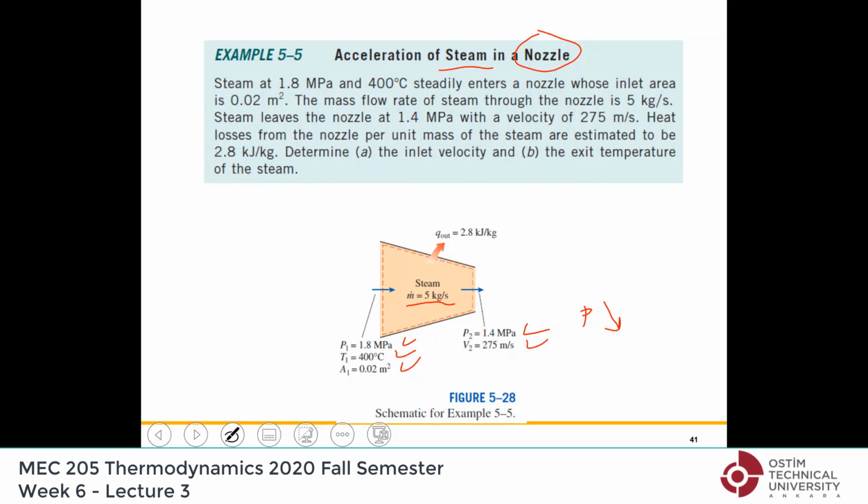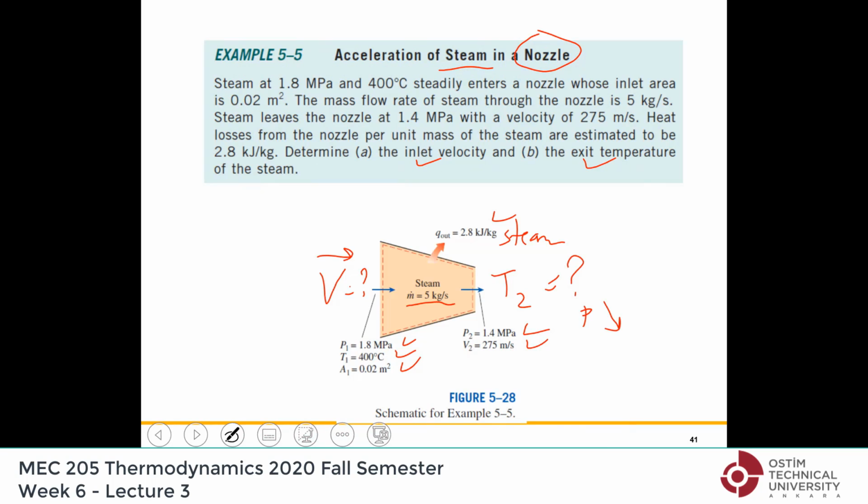Okay. And there is also some heat loss, 2.8 kilojoules per kilogram of steam. Question is, what is the inlet velocity and what is the exit temperature? Okay. So what is the velocity here? And what is the temperature here? So question clear, right? It is a nozzle.